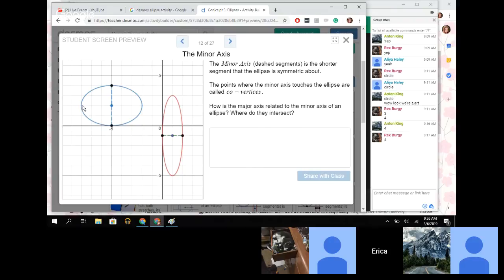So in the blue, same two shapes, this is your horizontal ellipse. These are your two vertices. These are your co-vertices. They're also symmetrical when you draw the line across the minor axis. And then the same with this one.